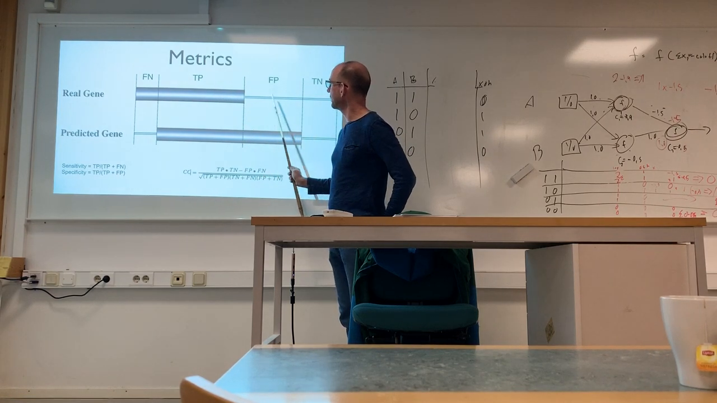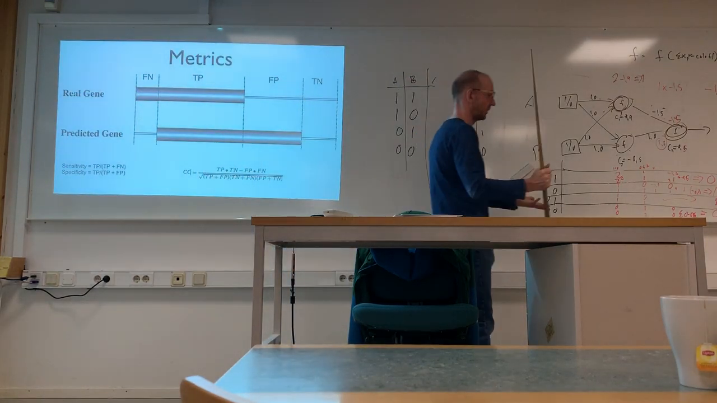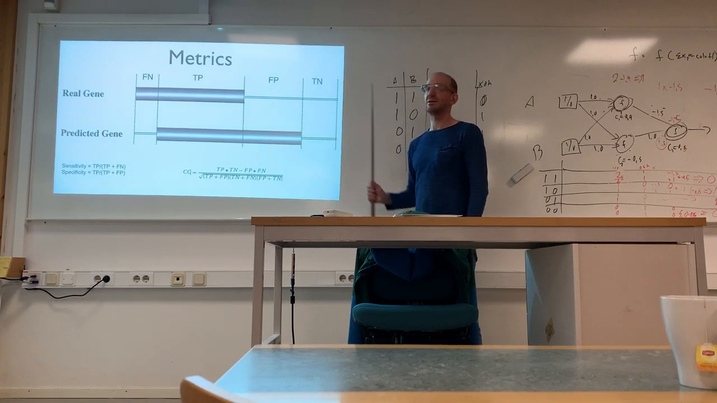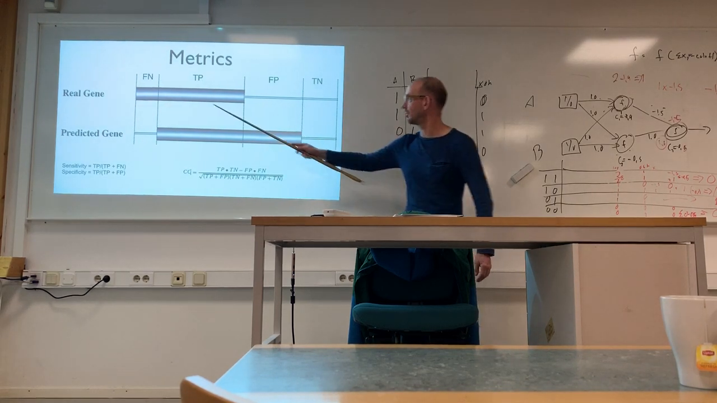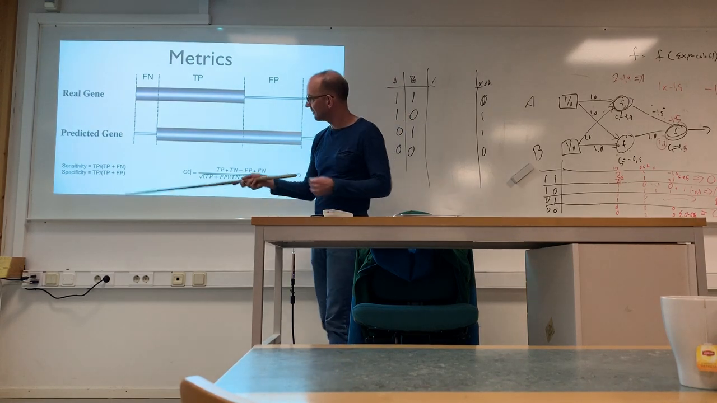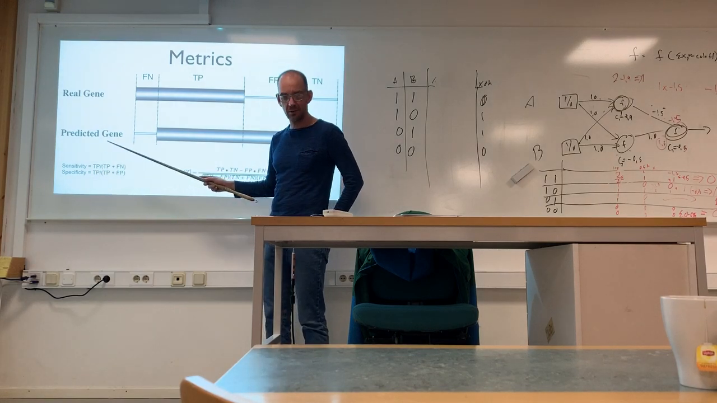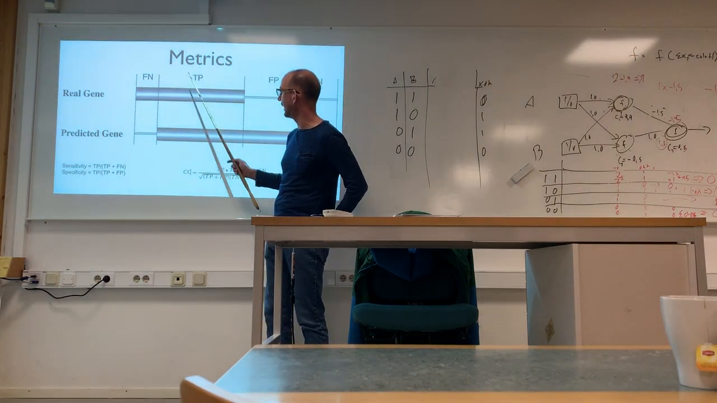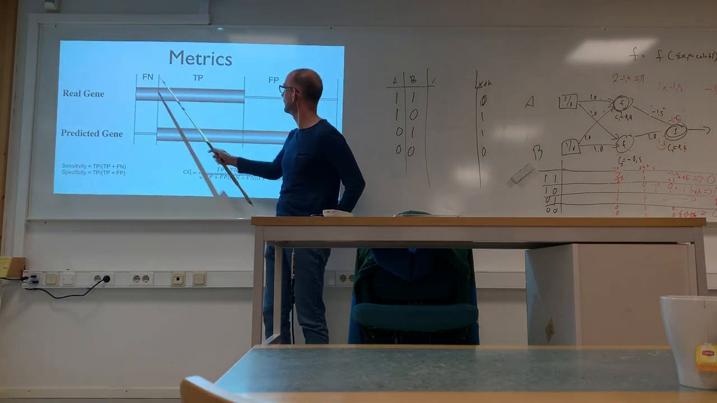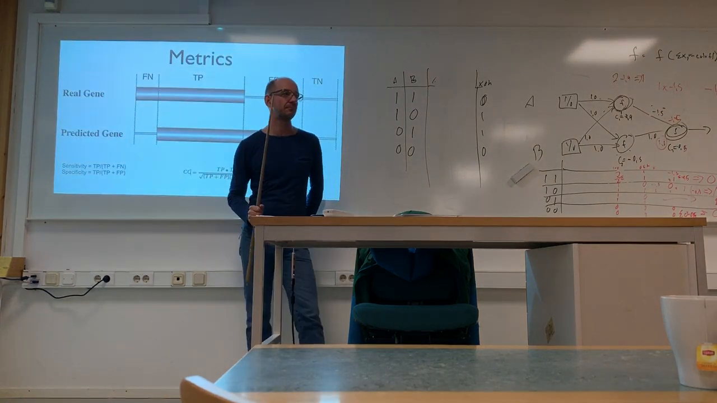And then you have wrong predictions, either because you predicted it to be positive, predicted to be cancer-causing, but it's not, or it was cancer-causing, but you predicted it not to be. So those are the false negatives and the false positives. And you have these measures, sensitivity and specificity. Sensitivity is the true positives divided by the true positives plus the false negatives. So basically, how many of the things you should find did you find?